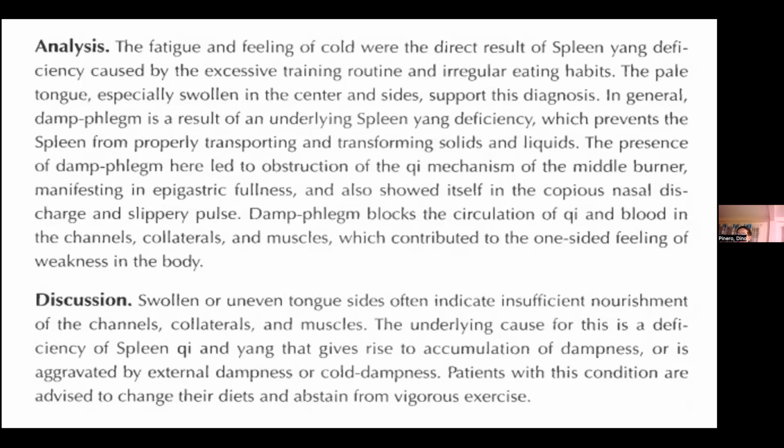So sa discussion, swollen or uneven tongue sides often indicate insufficient nourishment of the channels, collaterals, and muscles. The underlying cause for this is a deficiency of spleen qi and yang that gives rise to accumulation of dampness or is aggravated by external dampness or cold dampness. Patients with this condition are advised to change their diets and abstain from vigorous exercise.